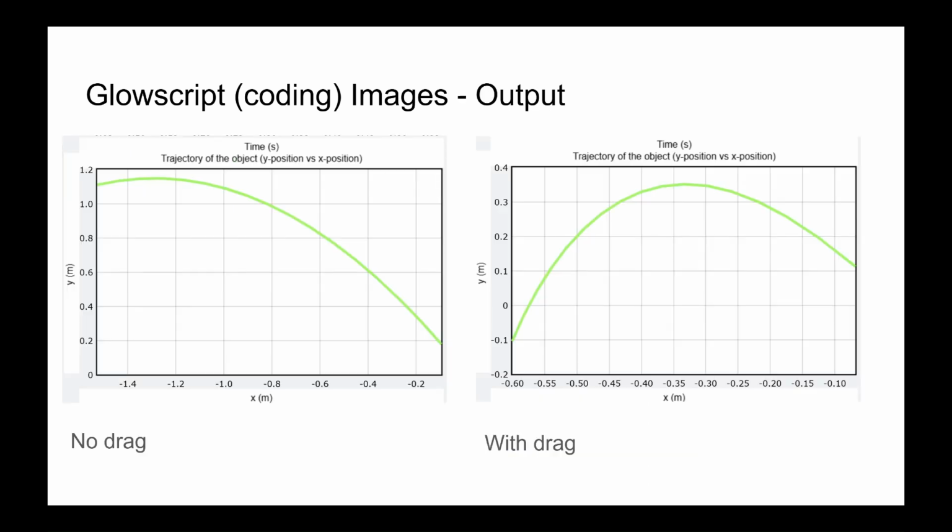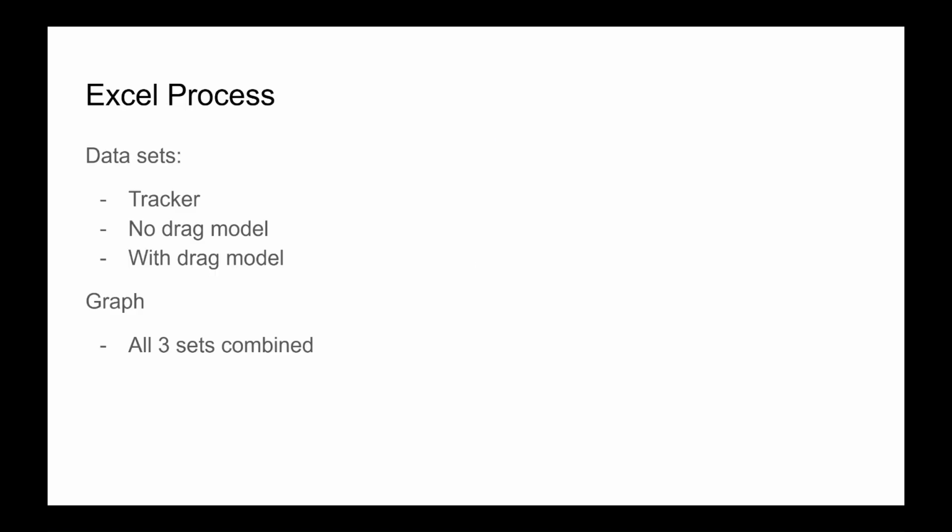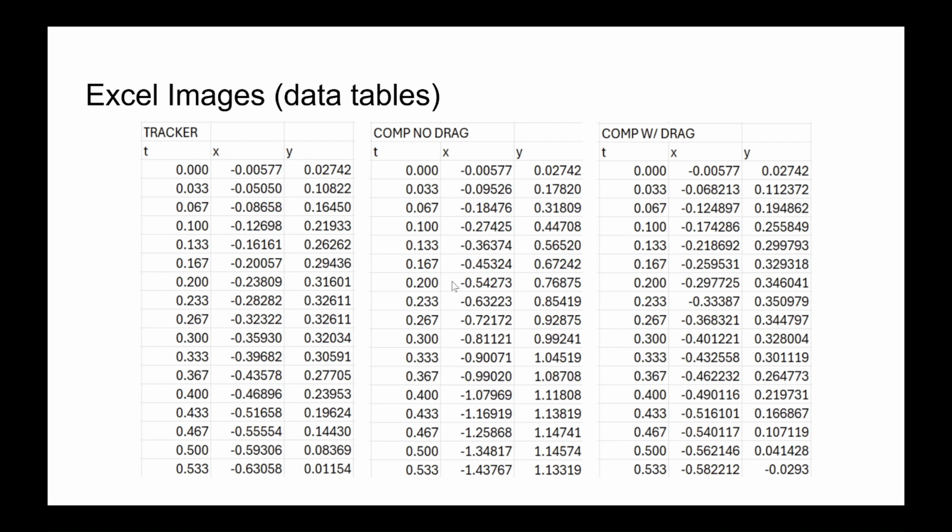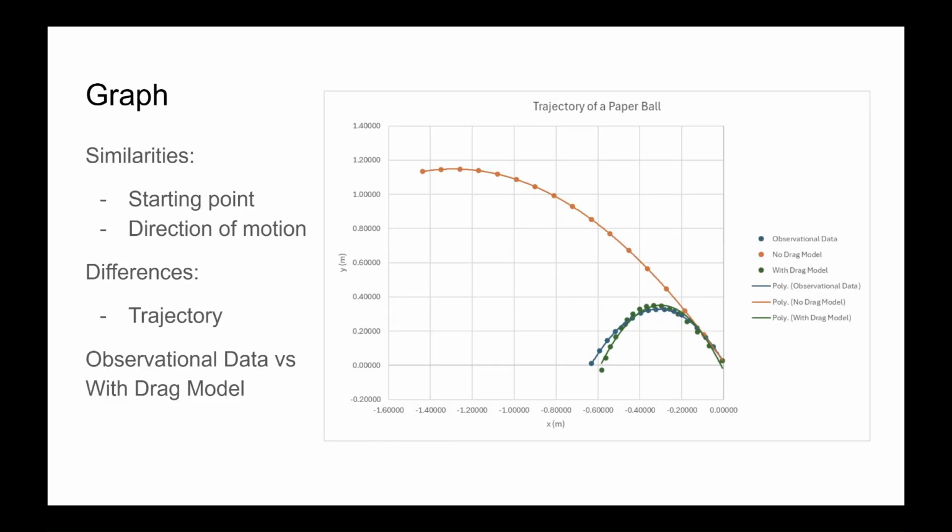So here's what the code outputted in terms of trajectory. The left image is the trajectory without drag and the right image is the trajectory with drag. And then the data was put into Excel. There were 3 data sets, and I graphed all 3 data sets on the same graph. So here are the 3 data sets, and here's the graph that you saw earlier.